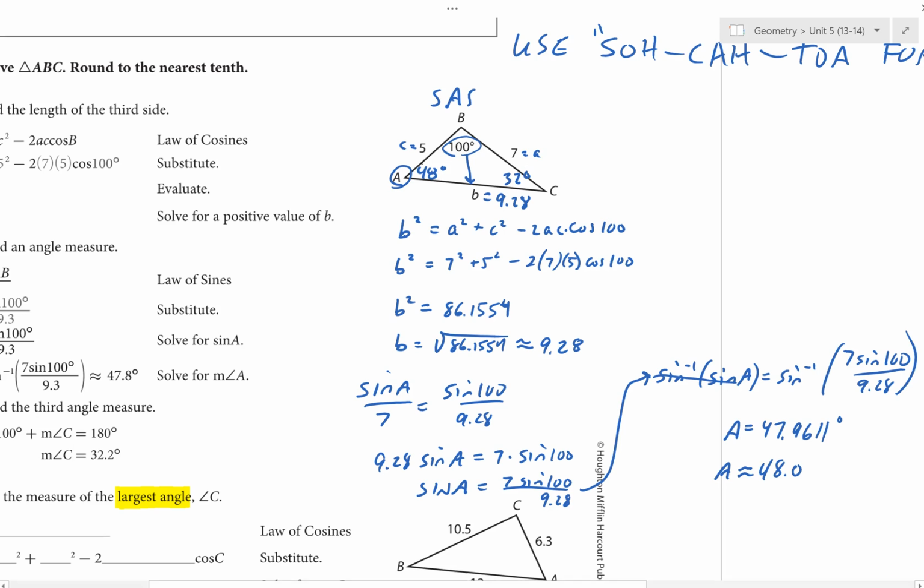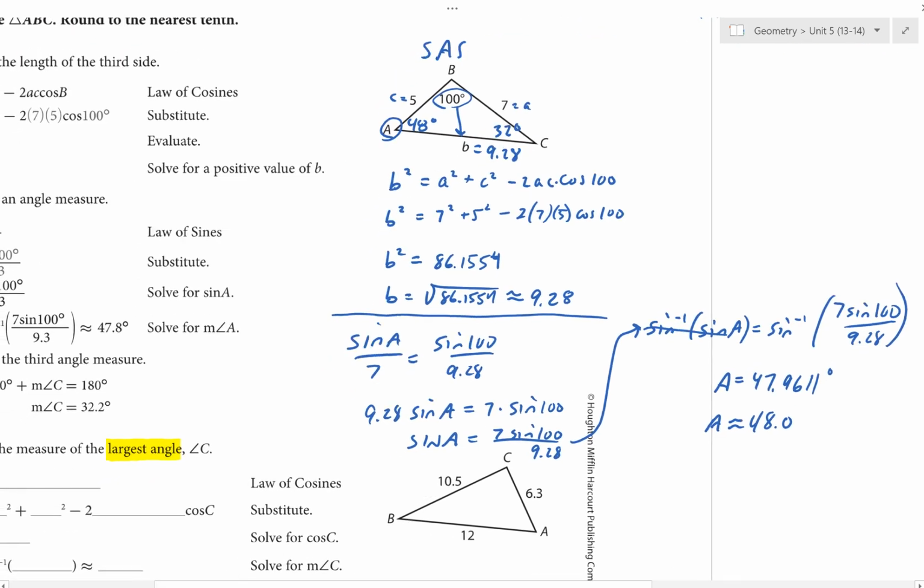So now we know all 3 sides and all 3 angles of that triangle. We used law of cosines to find the first missing side, and then we used law of sines to find the missing angles. Any questions?